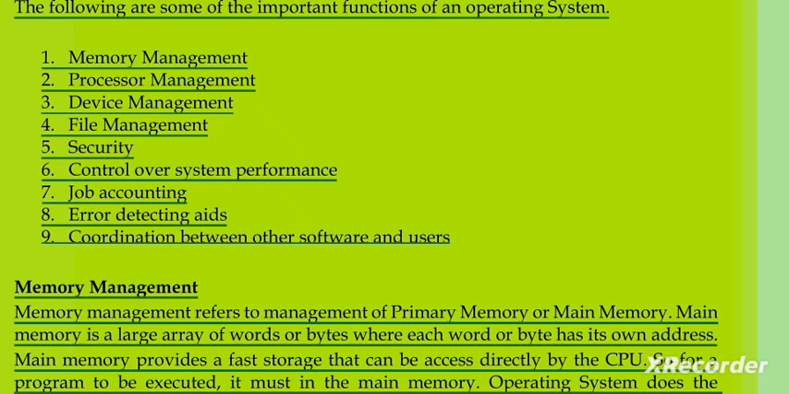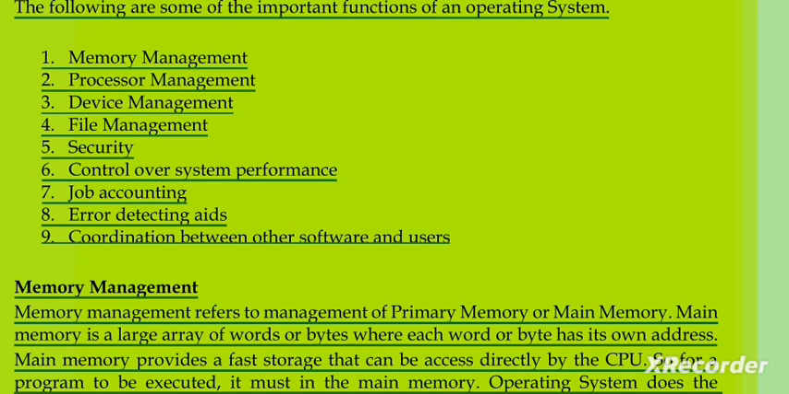So in memory management, we will talk about the main memory and other memory. What does the operating system do to achieve the function of memory management? Let's start by defining what memory management is. Memory management is the management of primary memory or main memory. So what is a main memory? Let's define a main memory.